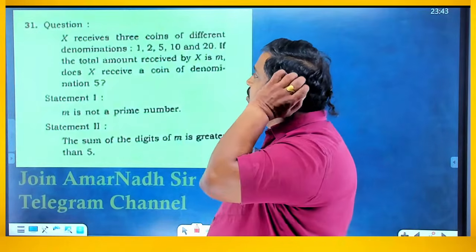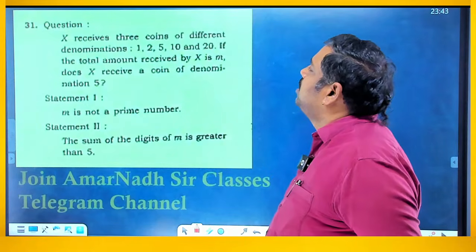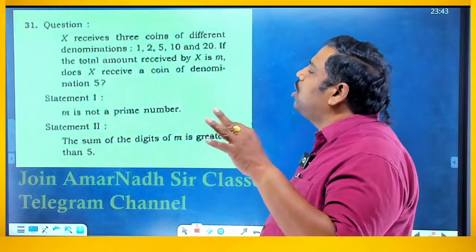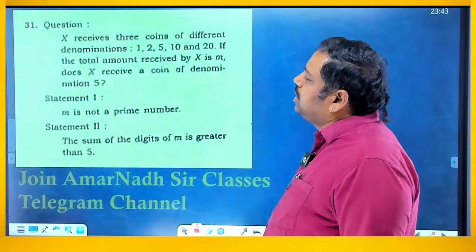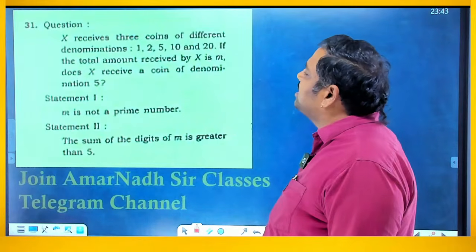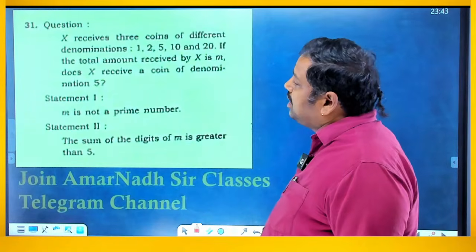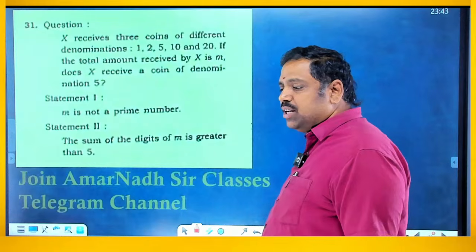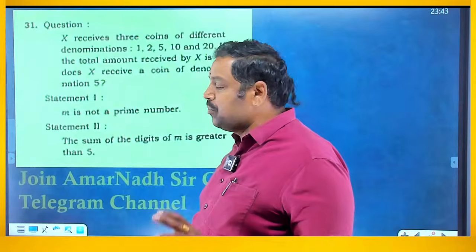31st one. X receives 3 coins of different denominations from 1, 2, 5, 10, and 20. 3 coins will be given, and all 3 are of different denominations. If the total amount received by X is M, does X receive a coin of denomination 5? The question is whether X is getting a coin of 5 or not.